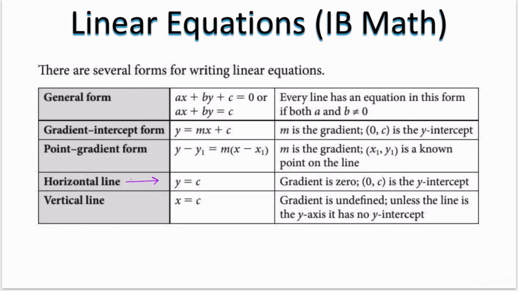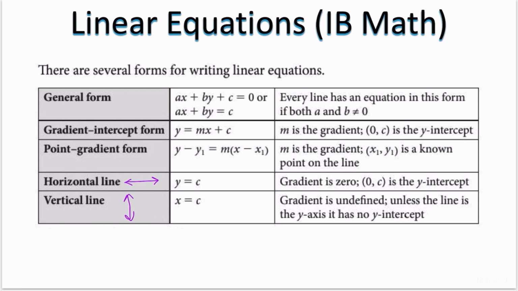Special lines, horizontal lines, are the ones that go left to right. A horizontal line has a slope of 0, a gradient of 0. Remember, there are zeros in the word horizontal. And a vertical line has an undefined slope. Vertical lines go up and down.